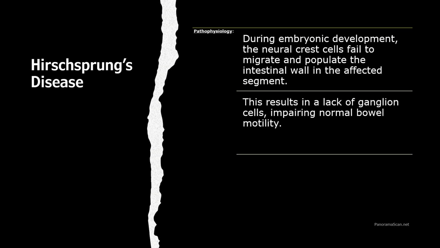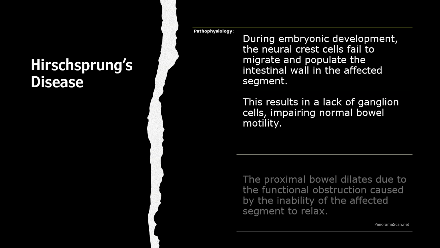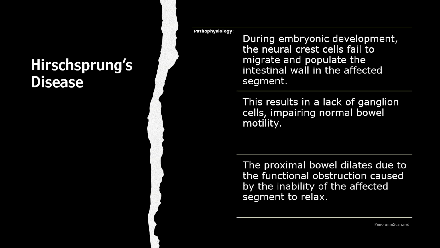Without these ganglionic cells, the bowel loses its ability to carry out peristalsis, or the normal contractions that move food through the digestive tract. This impairment leads to a functional obstruction, meaning the affected bowel segment can't properly relax or contract. As a result, the proximal bowel, the part before the affected segment, becomes dilated as it tries to push contents past the obstruction.